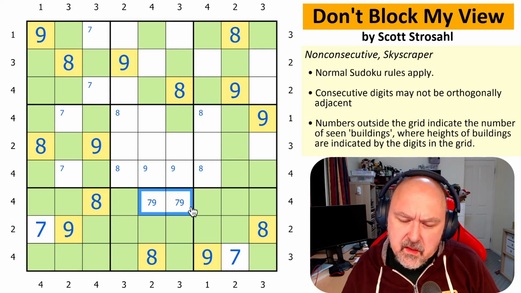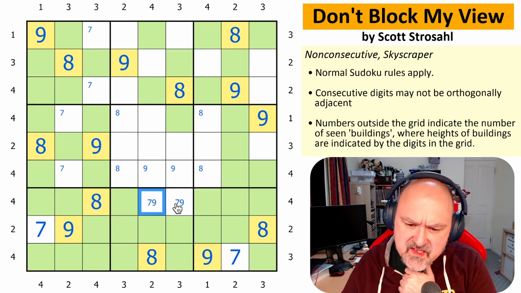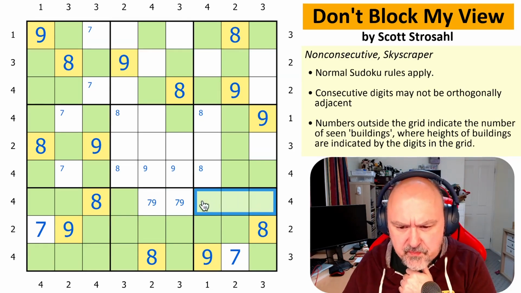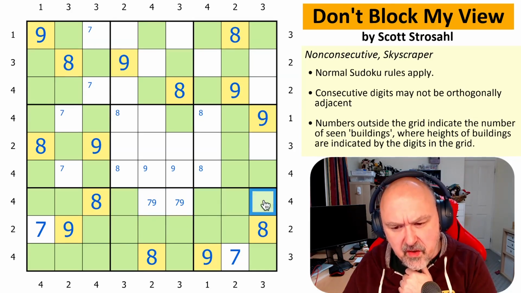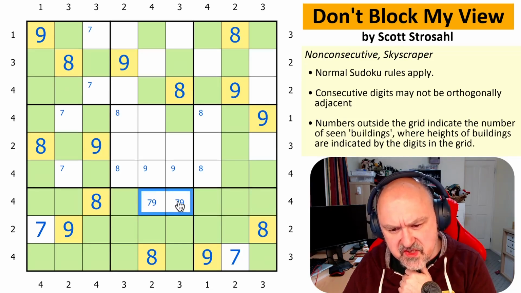Now, if this is 9, 7, then this will have to have two things that lead up to 9. But if this is 7, 9, there'll only be one thing that leads up to it. So these would have to be lower than this, because this would be 2 digits, 7 and 9, because it doesn't see the 8.